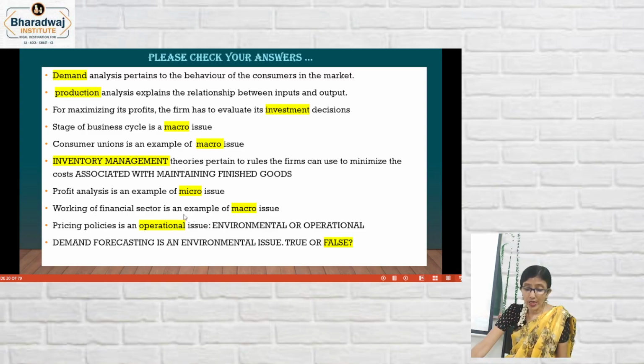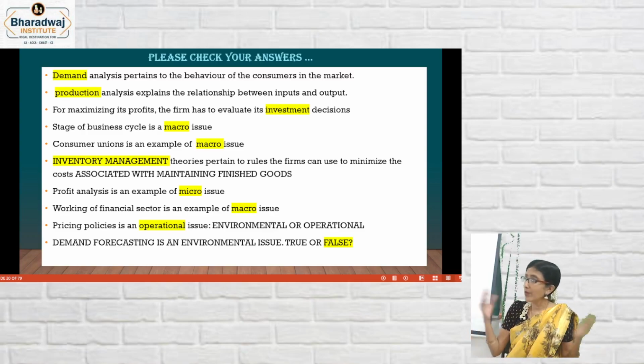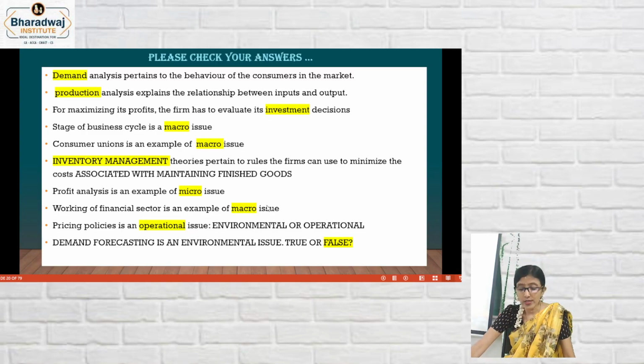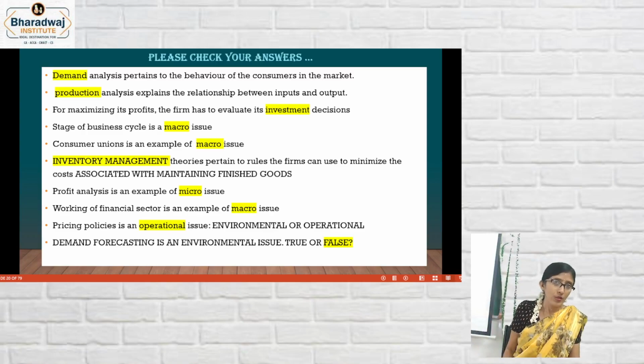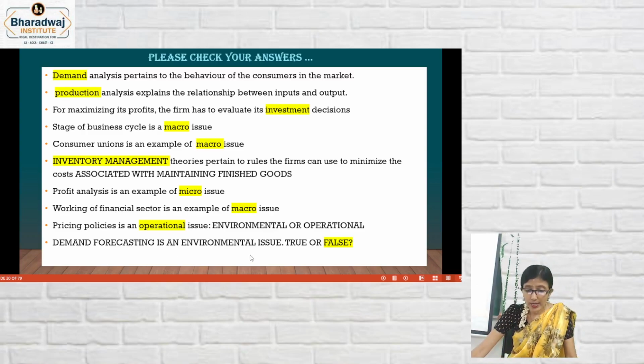Then working of financial sector is an example of macro issue. Financial sector is not working differently for you and me. See, all the SEBI guidelines, financial market, capital market, money market, they are aggregate ones, aggregate market phenomenon, right? Then pricing policy is an operational issue. Answer is environmental or operational. Remember, it is an operational issue. Means what? Micro, right? And demand forecasting is an environmental issue. True or false? False, because it is a micro issue.